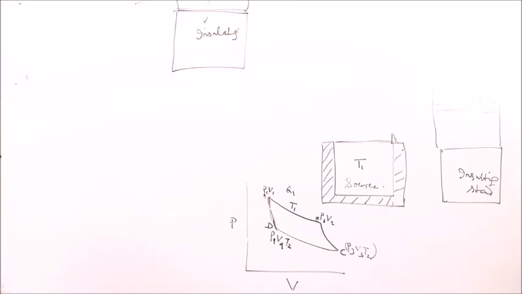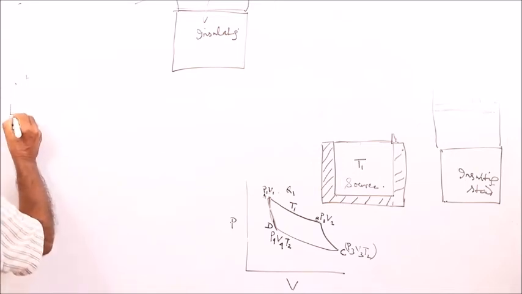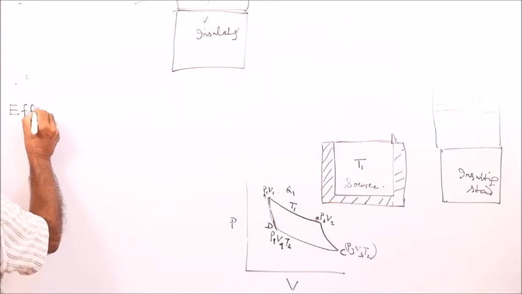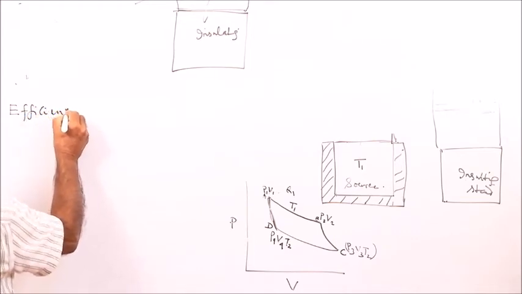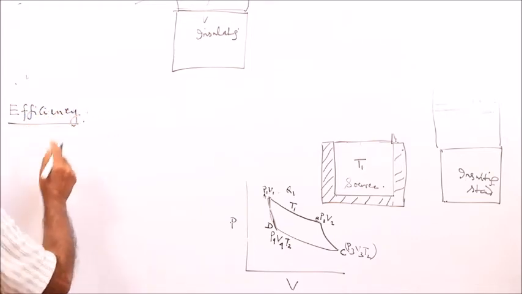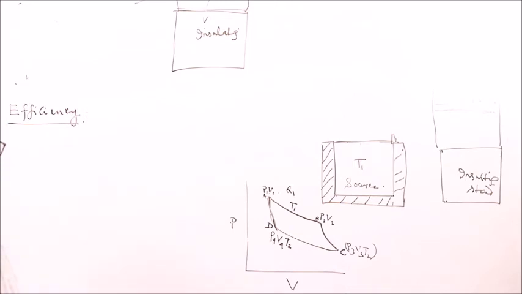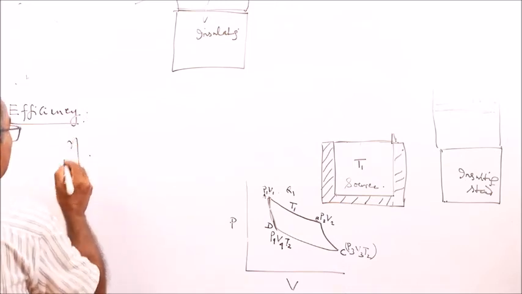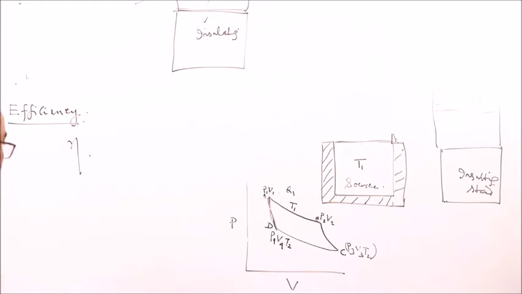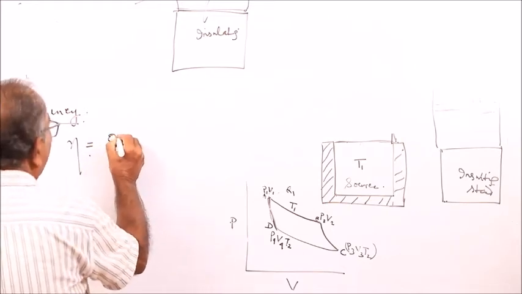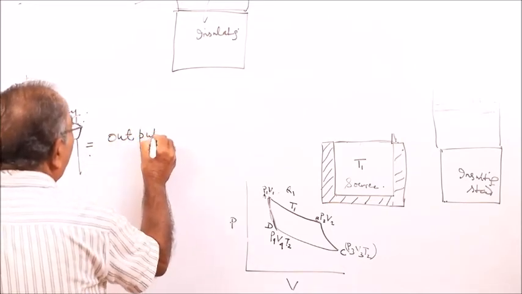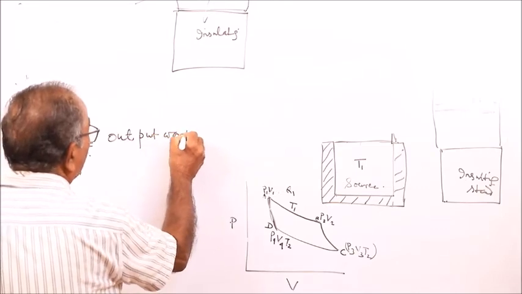Then we will find the efficiency of the engine. We know efficiency is denoted by the letter eta. Efficiency is output over input. What is the output work, and what is the input heat?